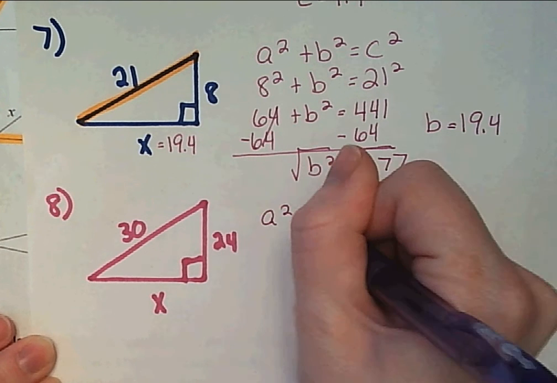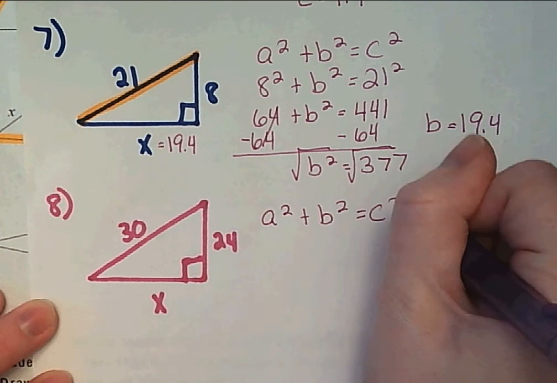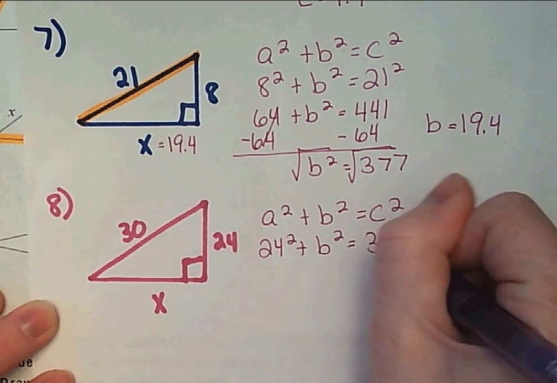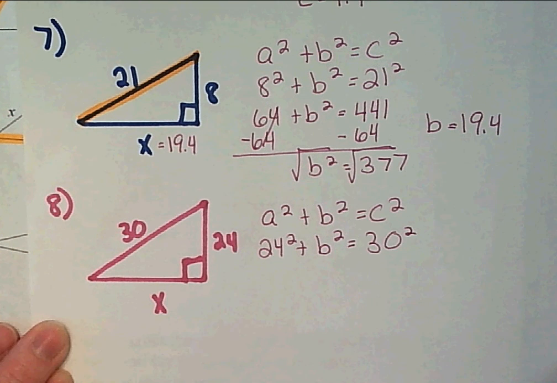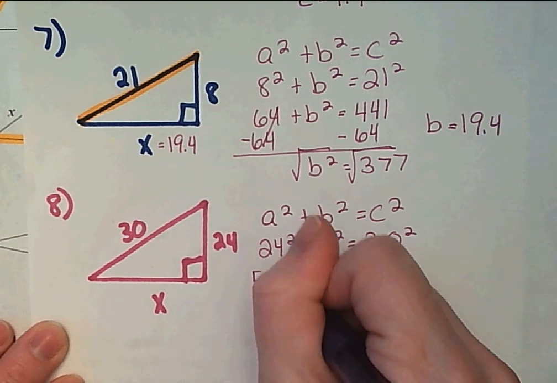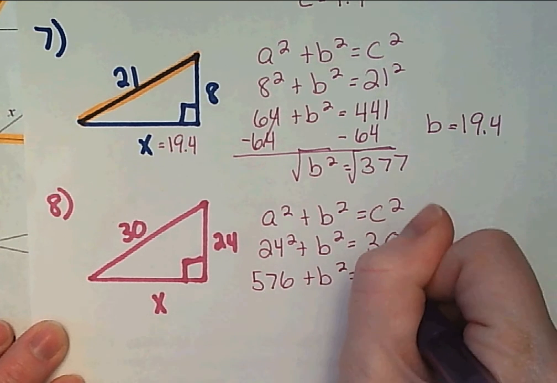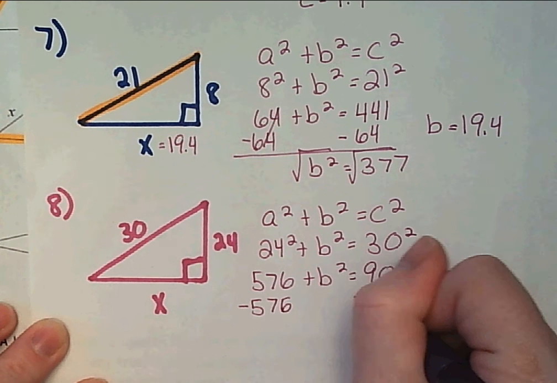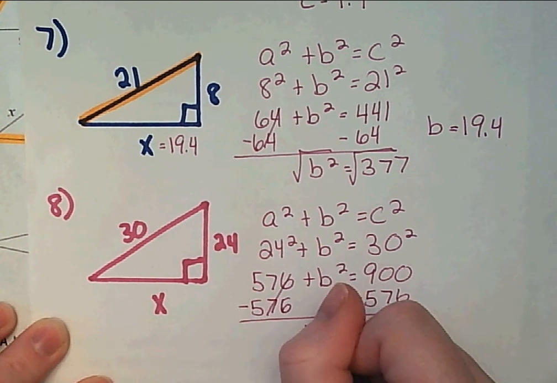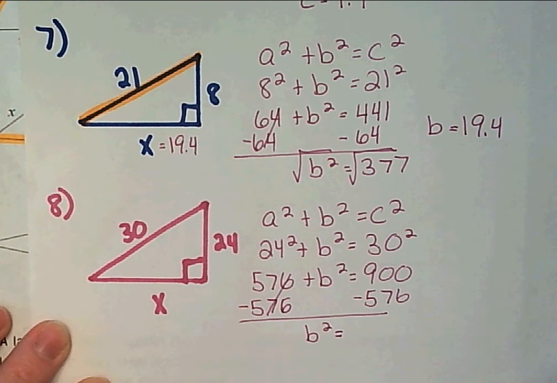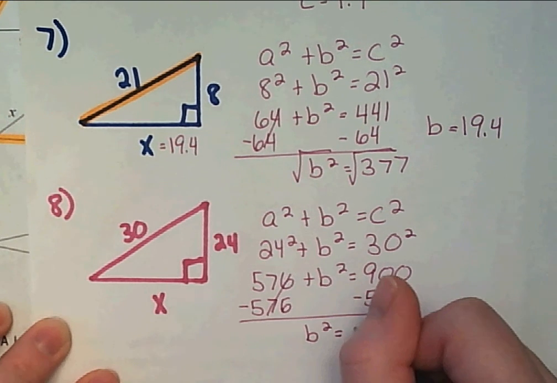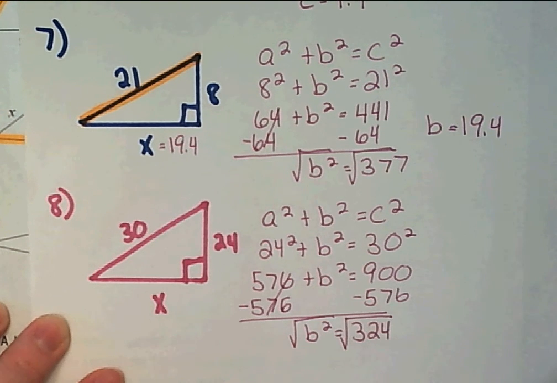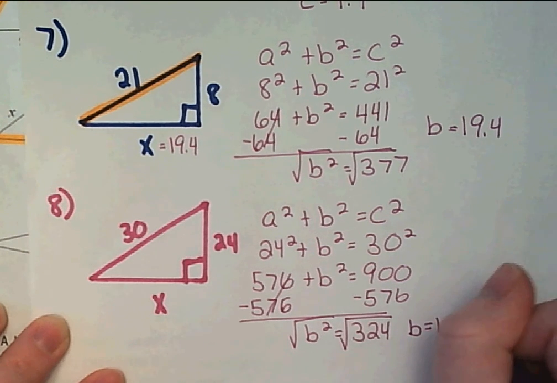So we have a squared plus b squared equals c squared. So we have 24 squared plus b squared equals 30 squared. We have larger numbers, but we have calculators, so that should be okay. So we have 576 plus b squared equals 900. We subtract the 576 from the 900 to get b squared by itself. When we subtract that for number 8, we should get 324. So we take the square root of 324, and we get that b is equal to 18.